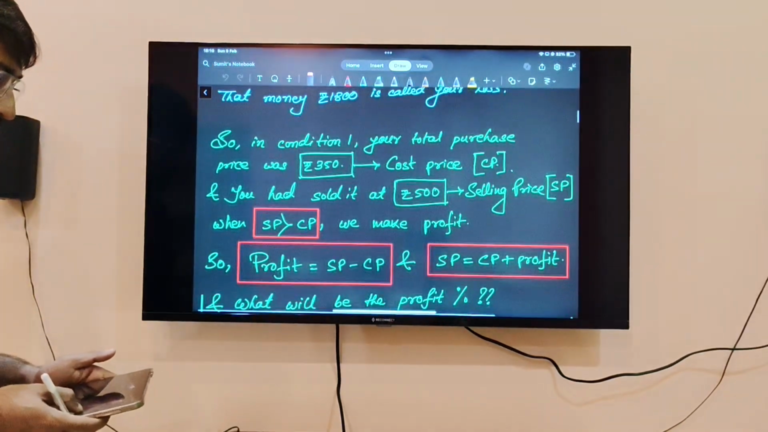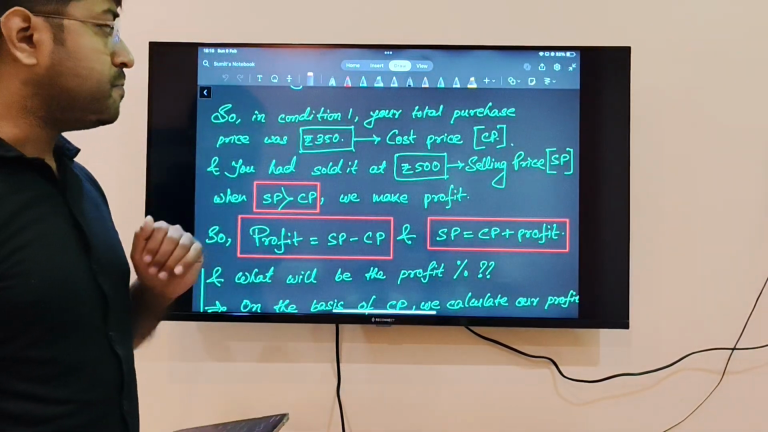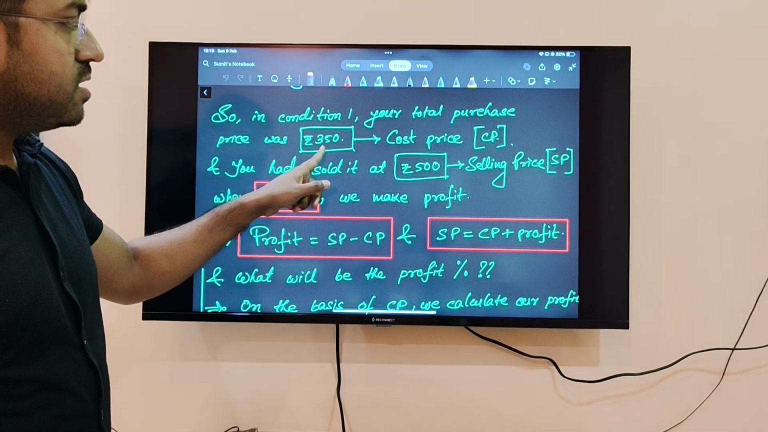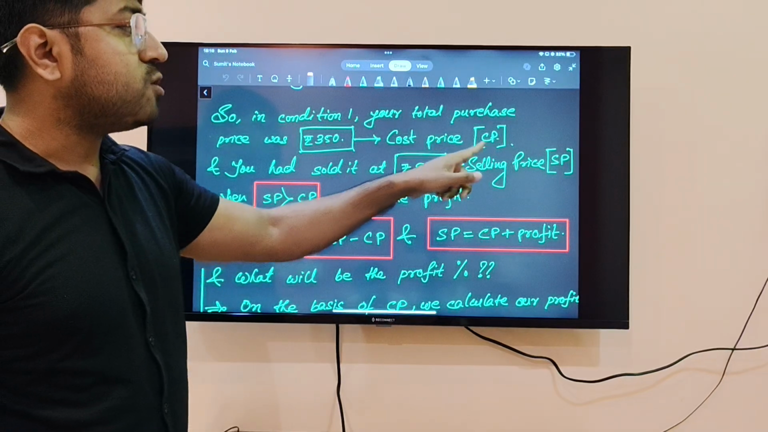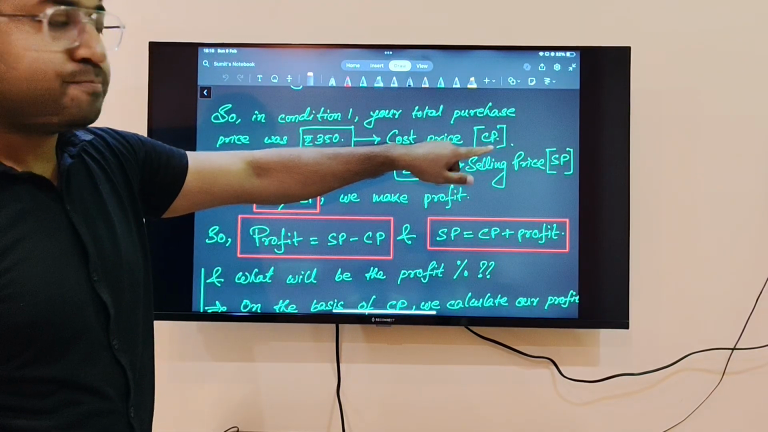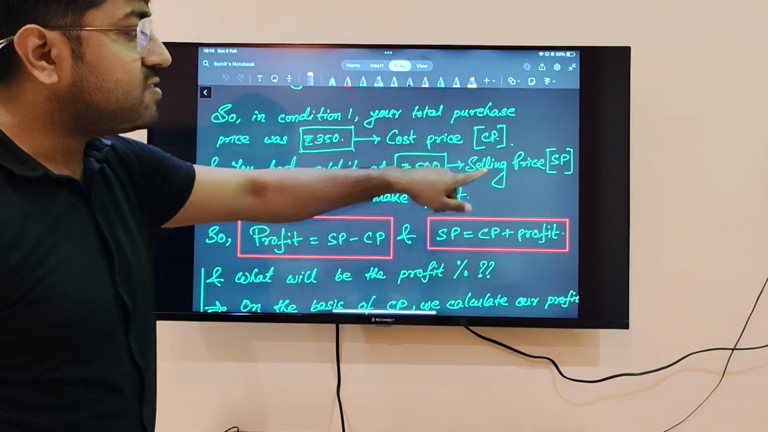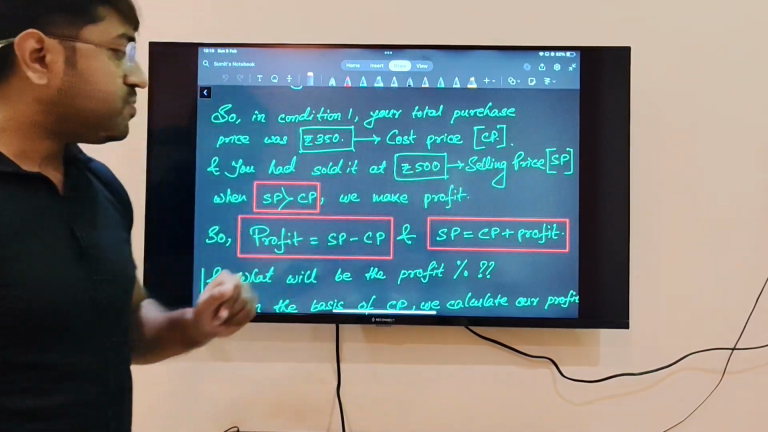Now we will learn what you have got in condition 1. You see, in condition 1 your total purchase price was 350. That will be called cost price or symbolically CP. And you have sold it at 500. That is selling price or SP.